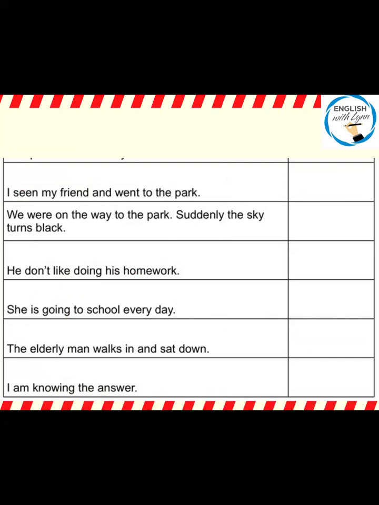So this bit here, "I seen my friend and went to the park." Now, I would stick with "and went to the park," so I would put it in the past. So I would put "I saw my friend and went to the park." Or you could say "I had seen my friend and went to the park."